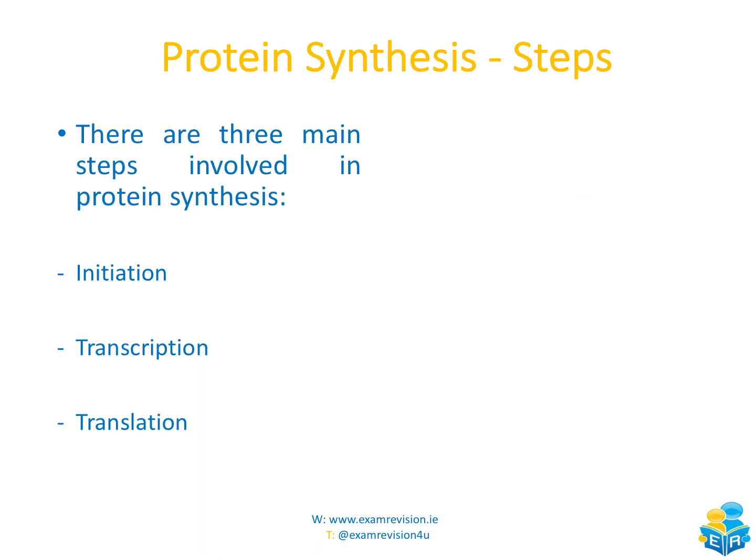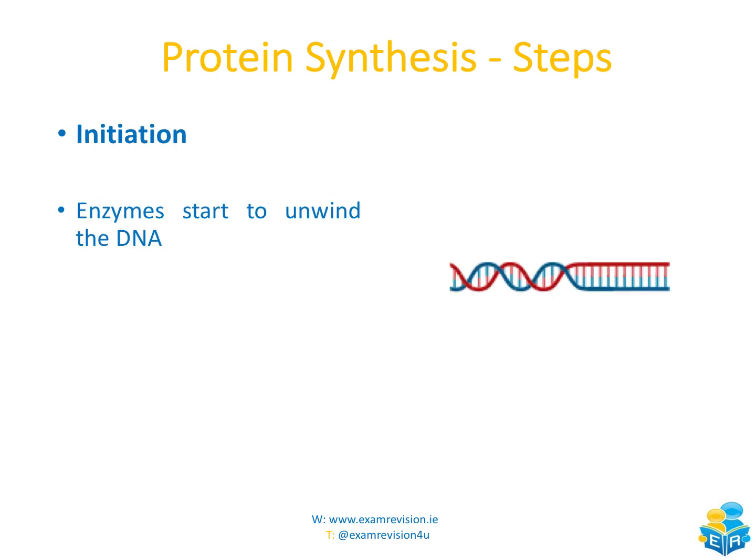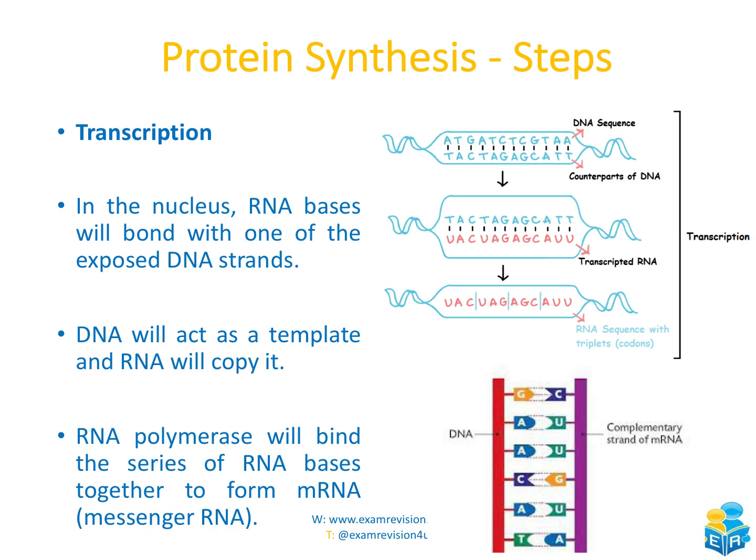So for protein synthesis, there are 3 main steps involved. We have initiation, where it starts. We have transcription, where essentially the RNA is copying the DNA. And then we have translation. Now, the first step of protein synthesis, we have initiation. Okay, this is where it starts. So the enzymes are going to start to unwind the DNA. Very like where we seen earlier on with the DNA replication, we move from that twisted ladder shape to just the normal ladder shape.